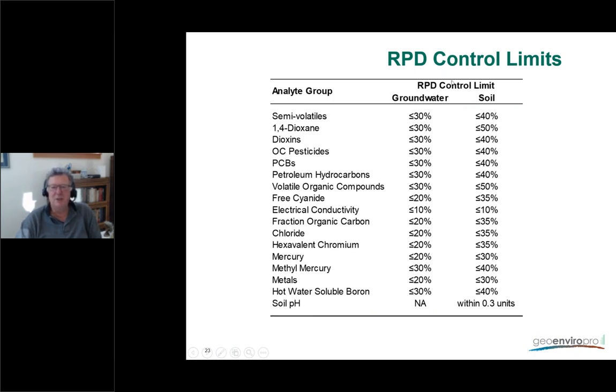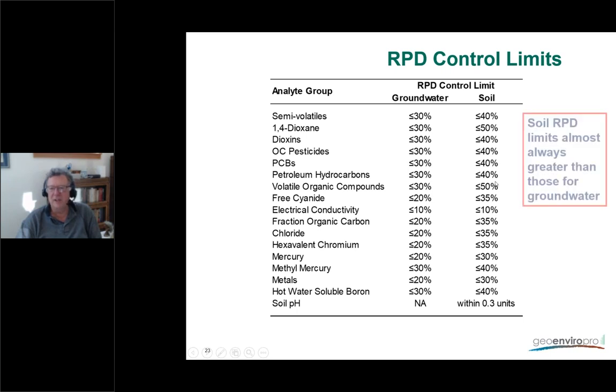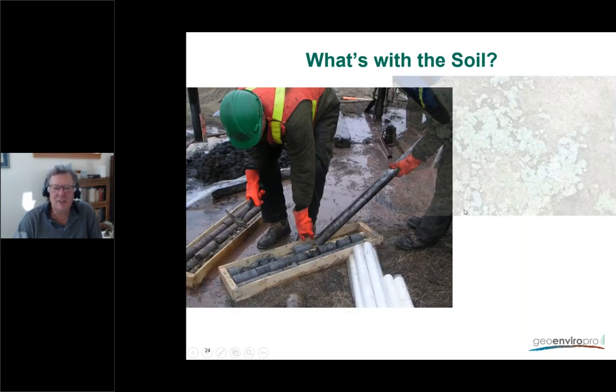And here's some typical, we'll call them control limits for somebody's analytical program, where they set the acceptable RPDs for groundwater and for soil. And you can see these are buzzing around 10 to 30% for groundwater and 10 to 50% for soil. And I made a note here. For soil, the RPD limits are almost always greater than those for groundwater. And why is that? Well, it's because of the heterogeneity. So what's with the soil?